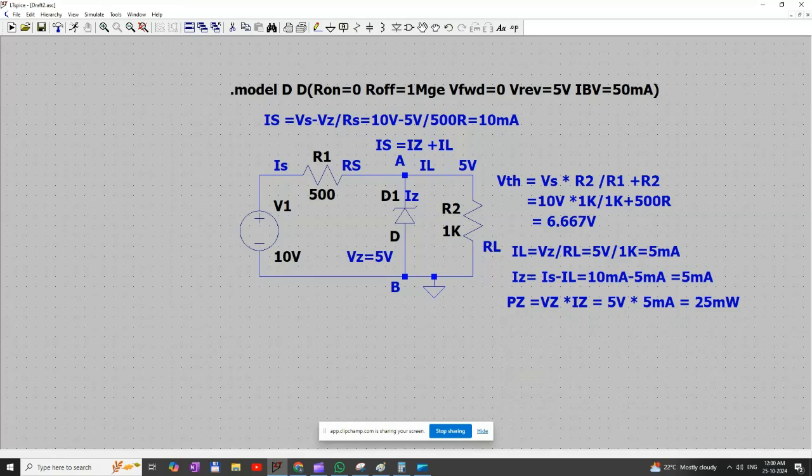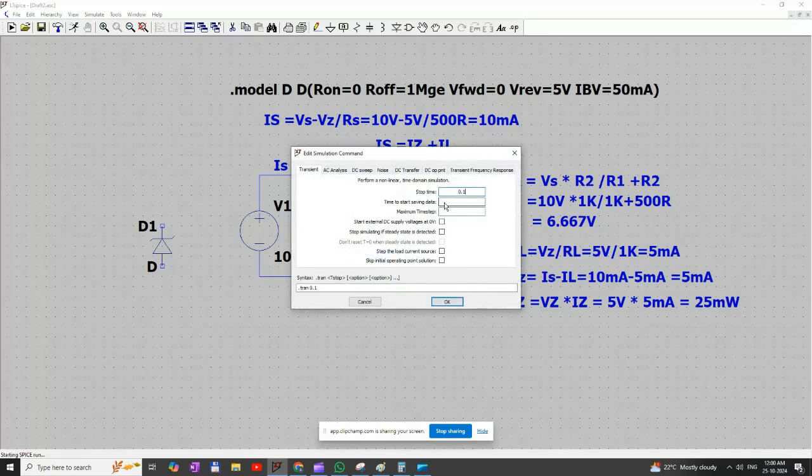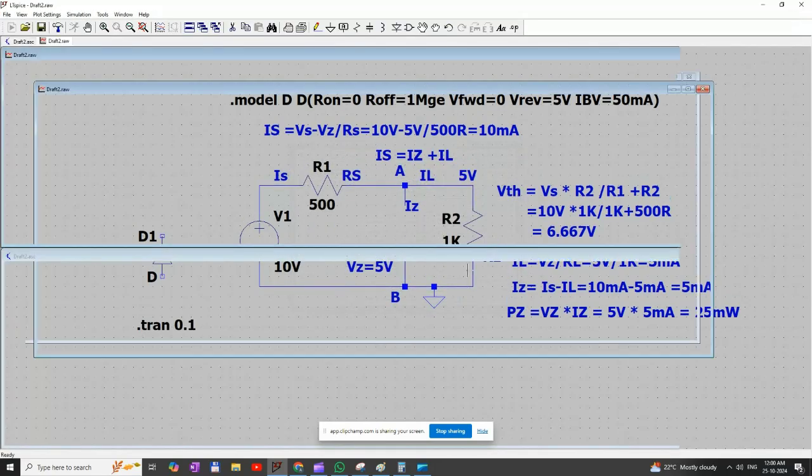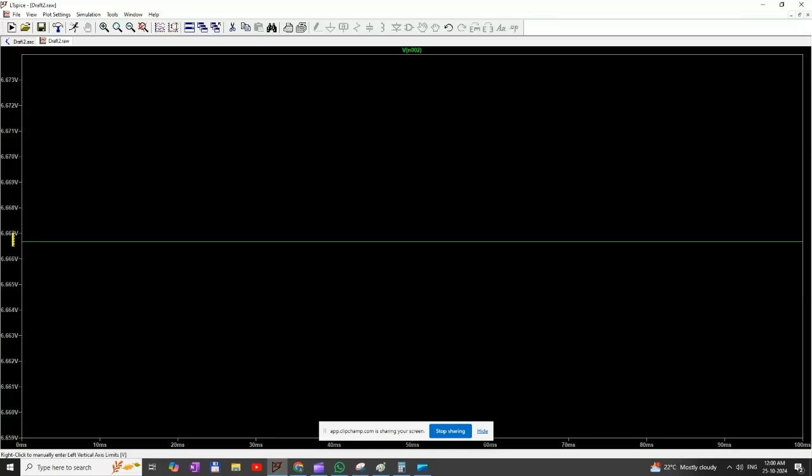Let us conclude this with the simulation. Initially, I will remove this diode and I will run this. What is the voltage we are getting here? 6.66. Our theoretical calculation is matching.